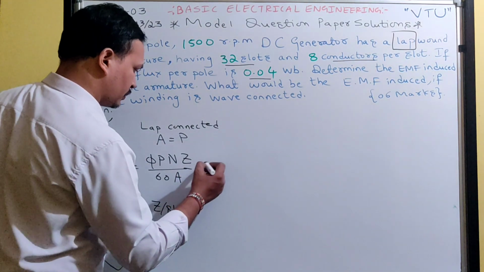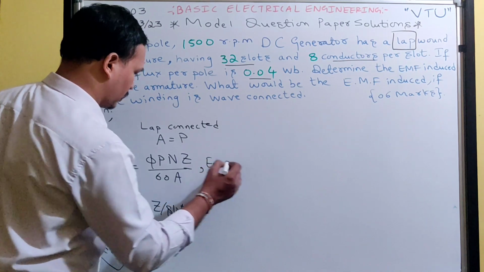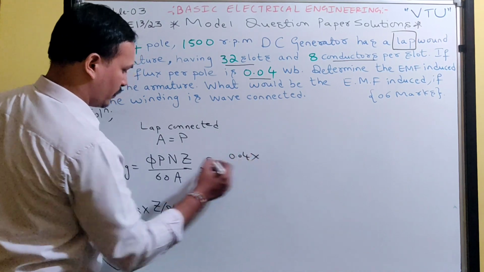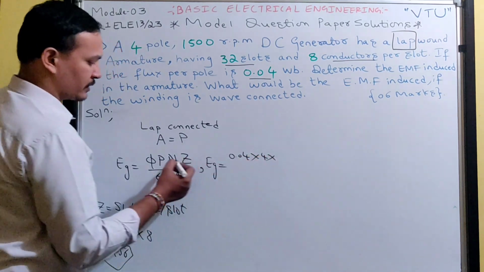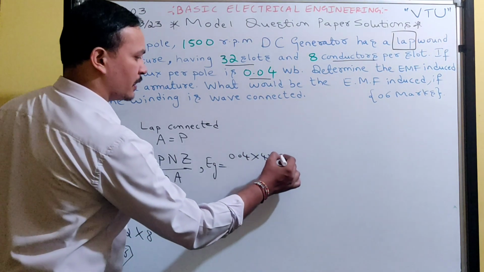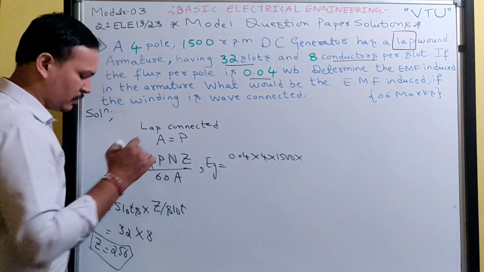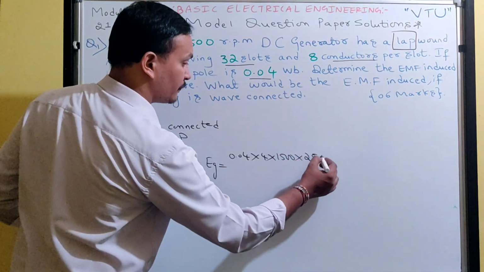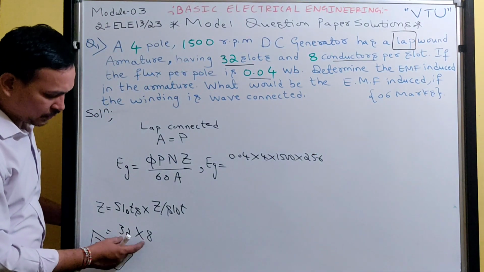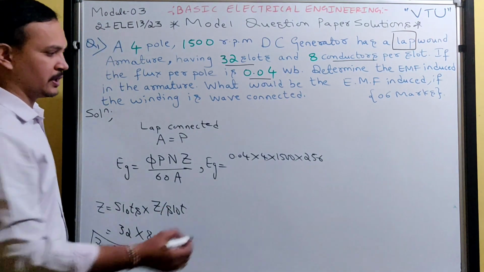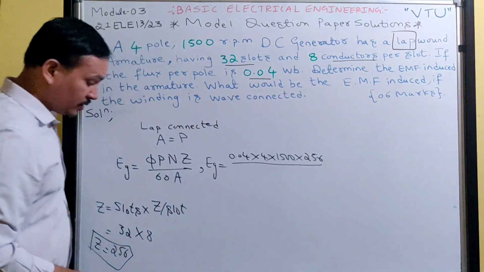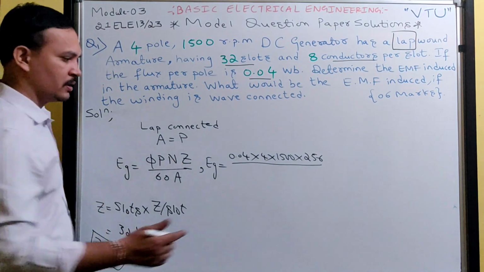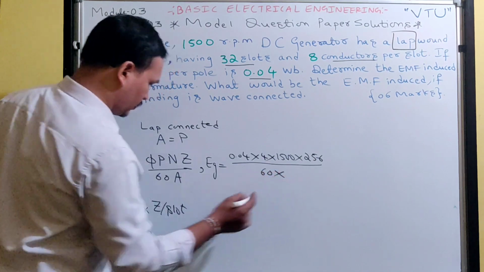Now you can substitute in the formula. Eg is equal to, what is the value of flux? 0.04 Weber, into what is the number of poles? 4 poles. What is the speed of the machine? 1500, into what is the value of Z? You should take 256. Otherwise, you can write 32 into 8 here itself, that is also correct. Divided by 60 into A. Don't take the value of Z as 8, that gives a wrong answer.